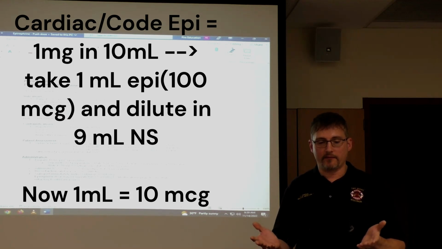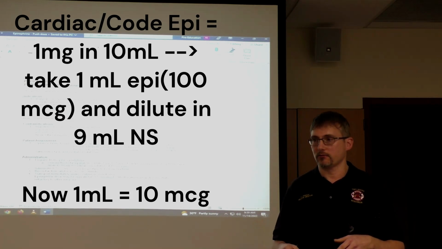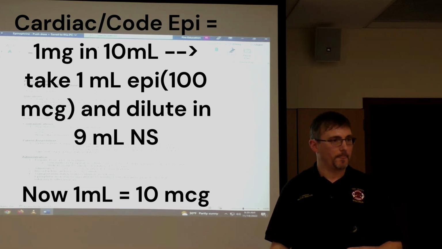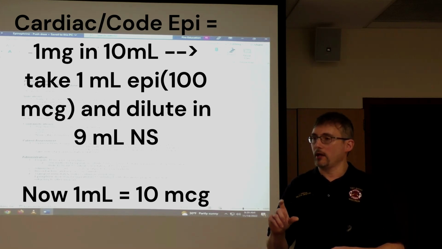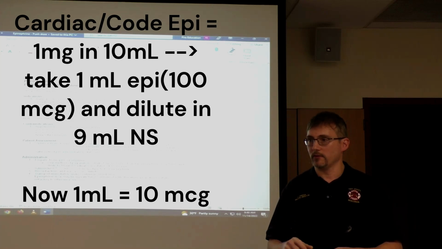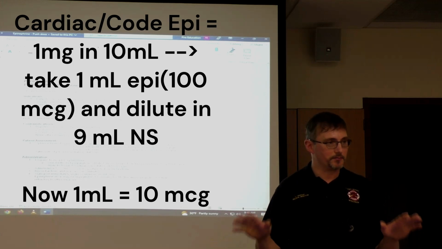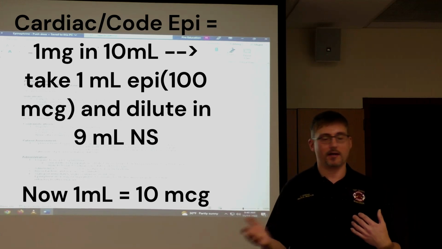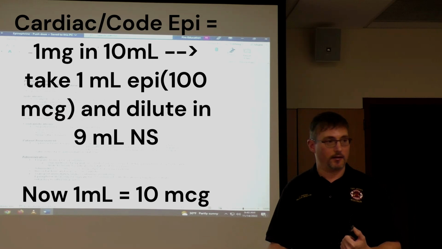So what we have in our code dose epi is a roughly 10 ml syringe, right? And that has 1 milligram in it, okay? So you have a 1 milligram, 10 ml syringe. If you get rid of 9 mLs of that, and there's a number of ways to do this, but in general, we're going to waste 9 mLs, we're going to draw up 9 more mLs of normal saline.